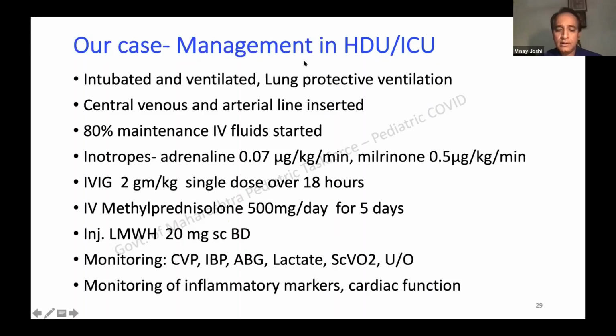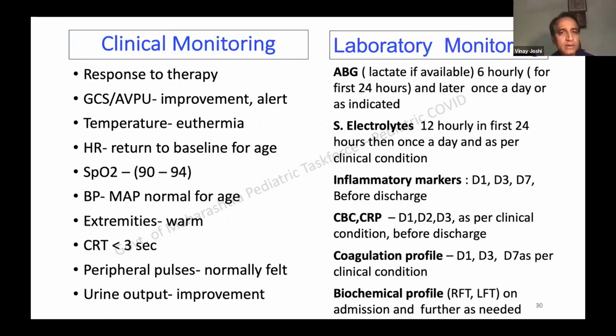Now, while giving this intensive treatment, intensive monitoring is also required, and it has to be clinical as well as laboratory. So in the clinical monitoring, basically it is a targeted, goal-oriented monitoring, like how the child is responding to your therapy. So whether there is improvement in the GCS, alertness, whether the child is maintaining euthermia now, the heart rate has returned to normal or baseline for age, the blood pressure, the MAP is normal for age, the saturations are 90 to 94%.